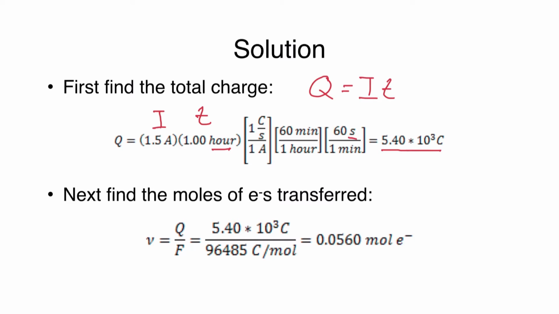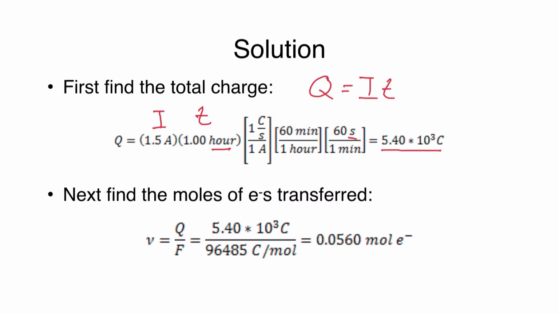Now I can convert that to the number of moles of electrons that I'm transferring. The reason I can do that is because the total moles of electrons is going to be the charge divided by Faraday's constant. Faraday's constant is 96,485 coulombs per mole. So if I divide these quantities, I get 0.0560 moles of electrons.